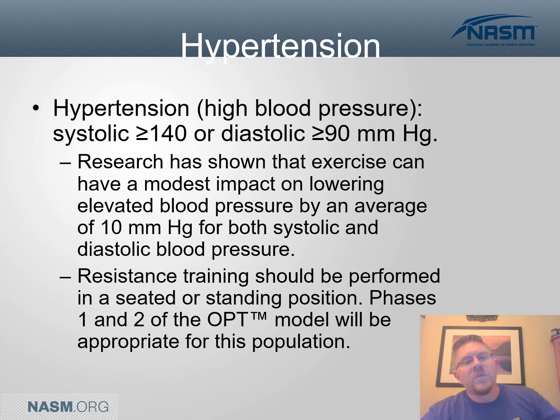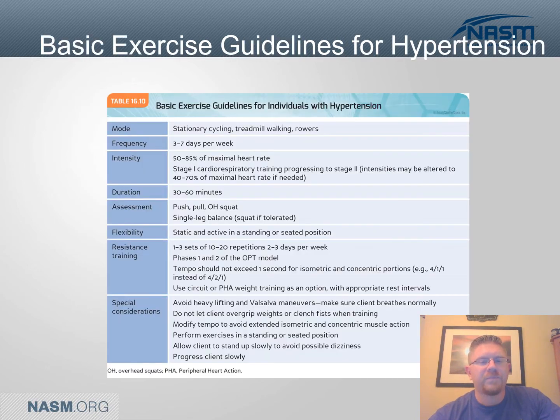Research has shown that exercise can have a modest impact on lowering high blood pressure, by an average of about 10 millimeters of mercury. So that 140, that's in millimeters of mercury. Taking it down by 10 could bring you down to 130 for both systolic and diastolic, so you can have benefits to both. Resistance training should be performed in a seated or standing position for those with hypertension. Phases 1 and 2 are going to be considered the most appropriate.